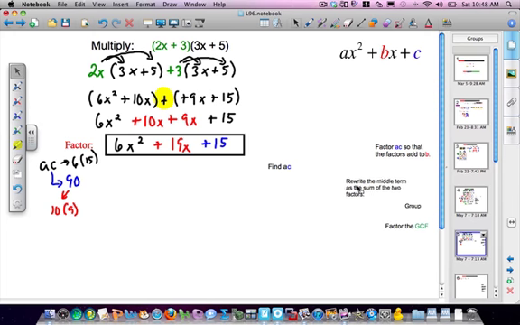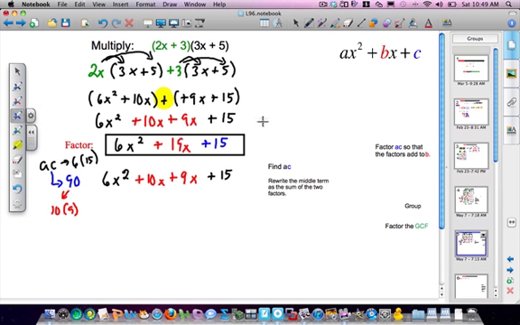Now let's rewrite that middle term using those two factors that we just found. So the expression now has four terms. 6x squared plus 10x plus 9x plus 15.